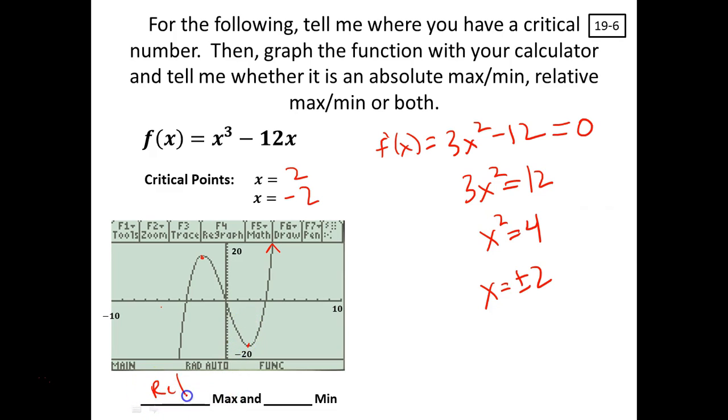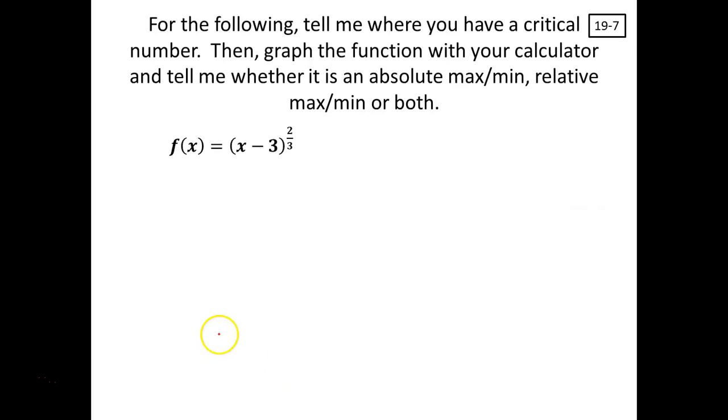Relative max and relative min is what you want to write there. All right, next one, (x minus 3) to the 2/3. Again, pause the video, find the critical numbers, graph it, and figure out what they are. All right, so for critical numbers, we're going to take the derivative. By the way, make sure you pause this and try this by yourself.